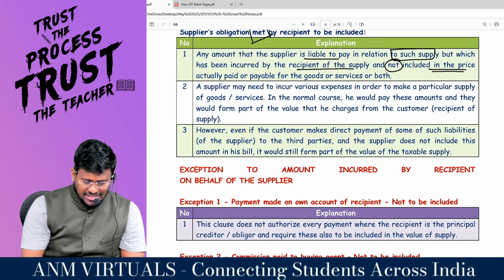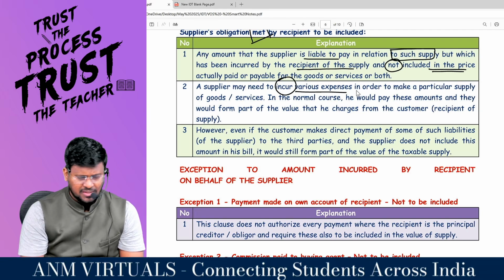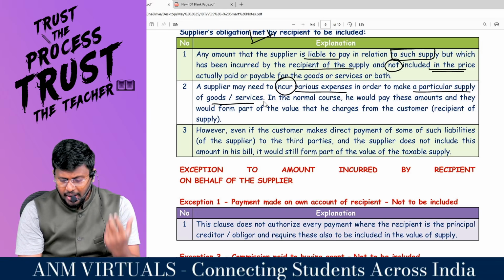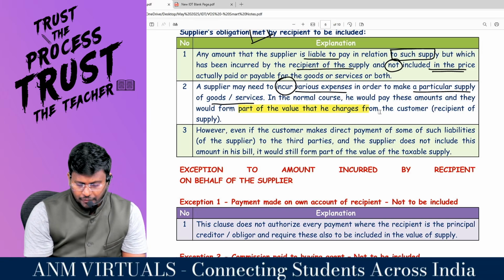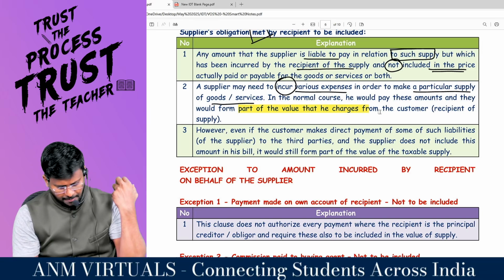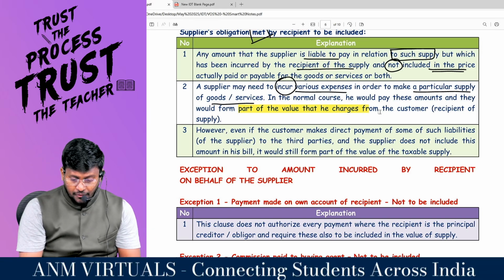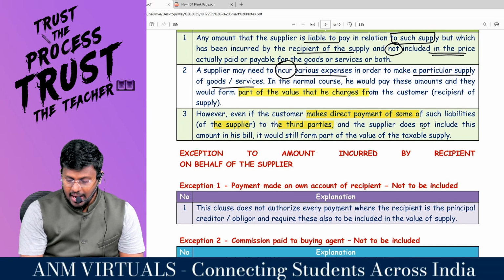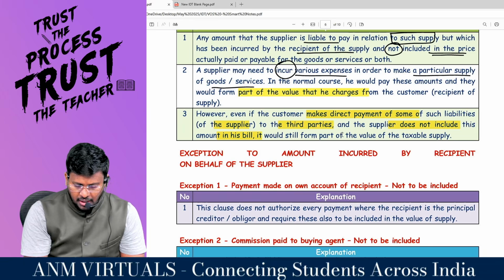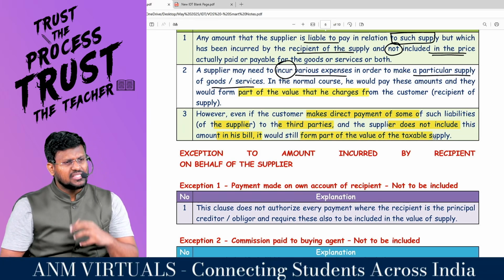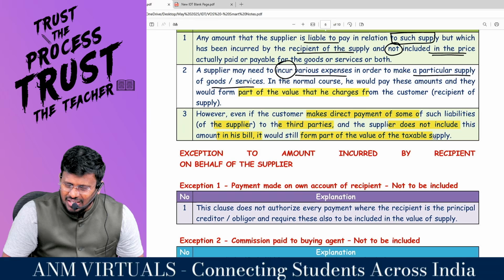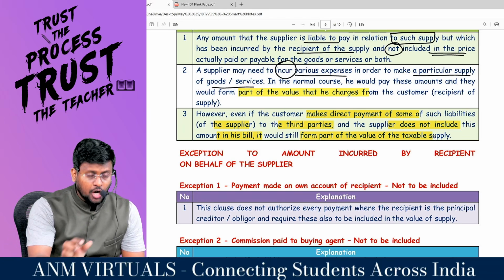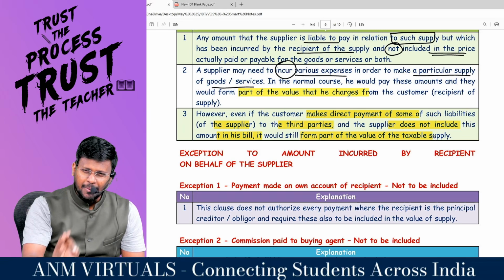Comfortable? So a supplier may need to incur various expenses in order to make a particular supply of goods or services. So in the normal course, he would pay all this amount and they would form part of the value that he charges from the what? Customer. Are you all really with me? However, even if the customer makes direct payment of some of such liability of the supplier to a third party and the supplier does not include this amount in his bill, it would still form part of the value of taxable supply. So the one line summary of the entire discussion is: sometimes the recipient may incur the expenses, sir, on behalf of the supplier. Those expenses the supplier should have incurred.